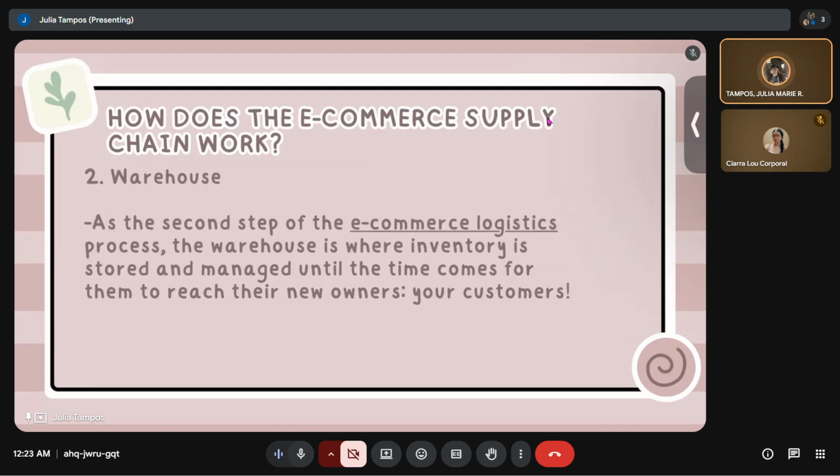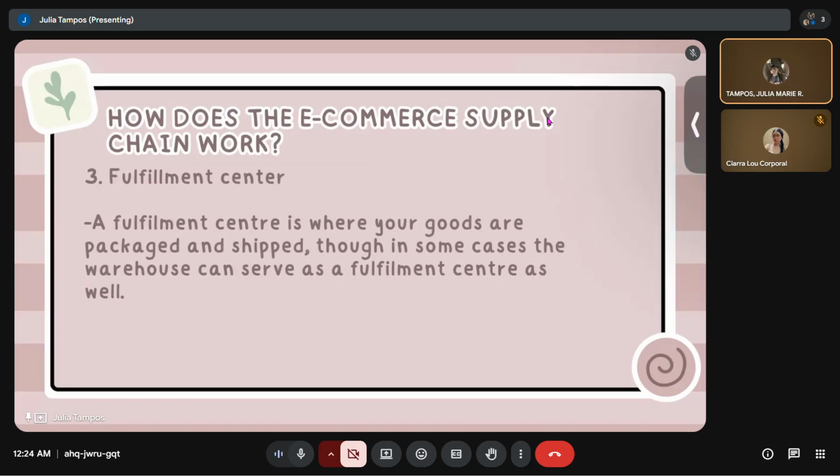Next step is warehouse. The warehouse stores the products safely until customers place their orders. So parang waiting room ng mga produkto bago sila ipadala. Next step is fulfillment center. The fulfillment center prepares the orders. Items are picked, packed, and made ready for shipping. Minsan warehouse na rin ang nagiging fulfillment center.